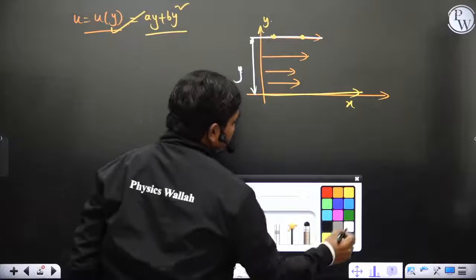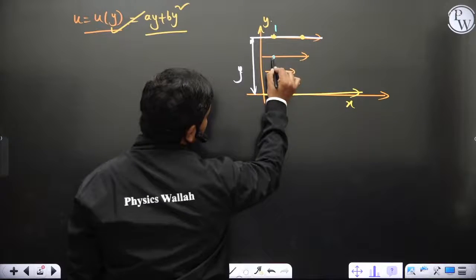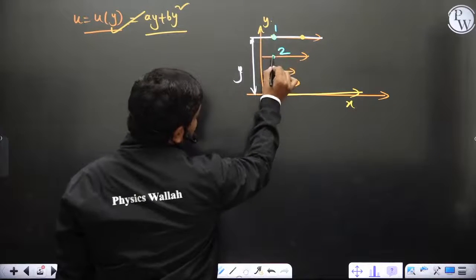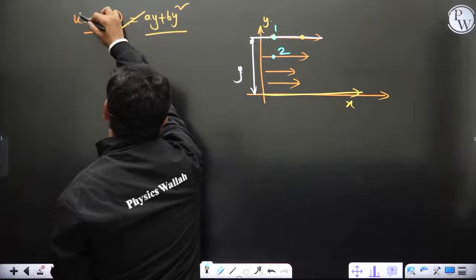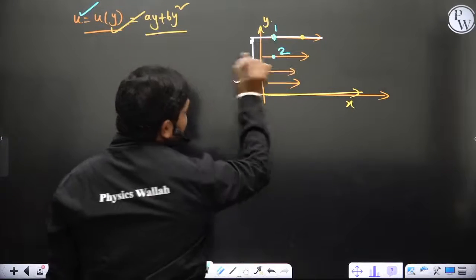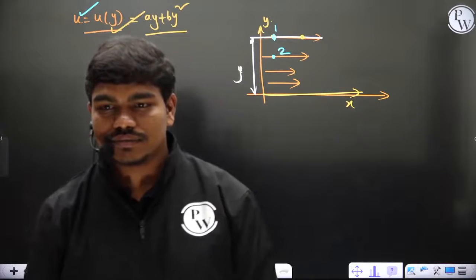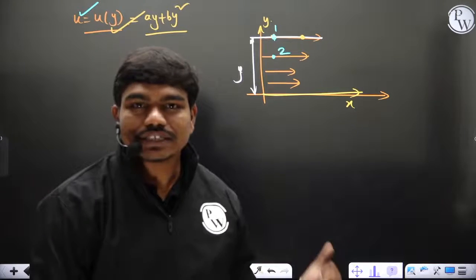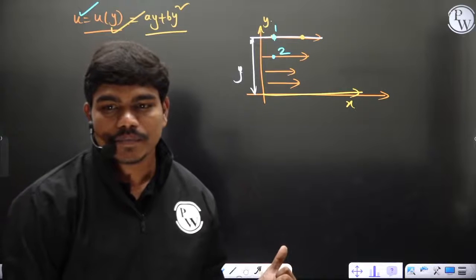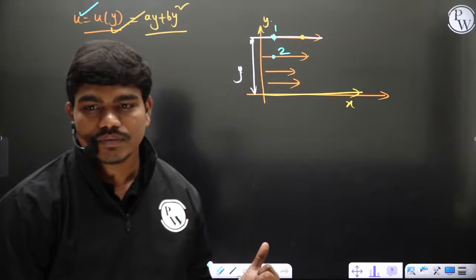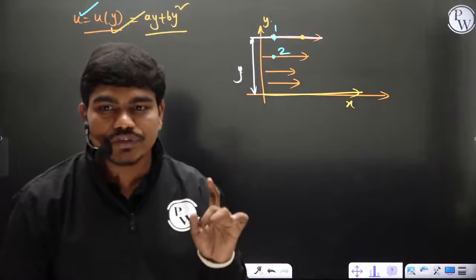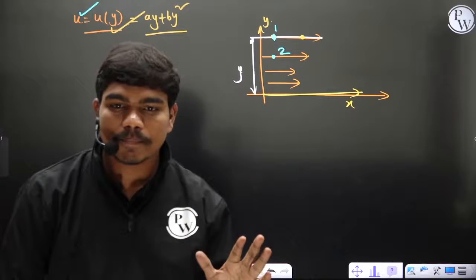But if you take 2 points like 1 and 2 somewhere here, these 2 points have some change in y, so definitely the velocity is different at these 2 points. Understood? Did you all understand this clearly? Did you all understand what the meaning of u depends only on y? Clear?